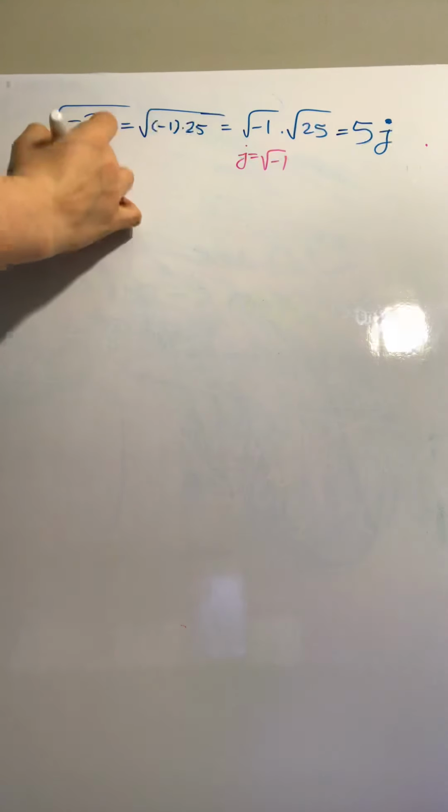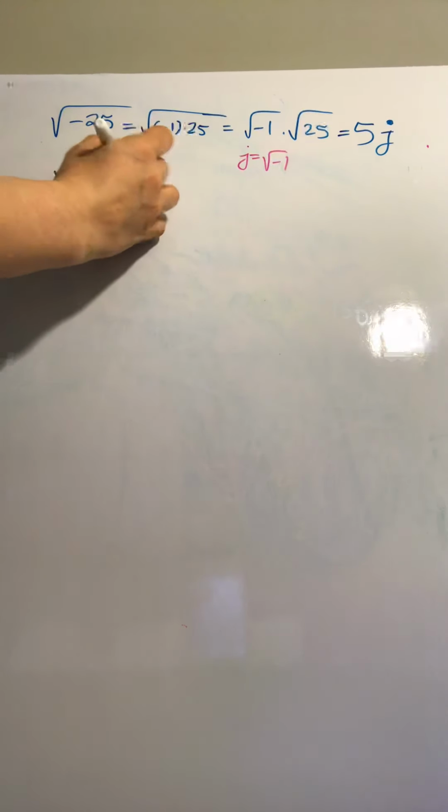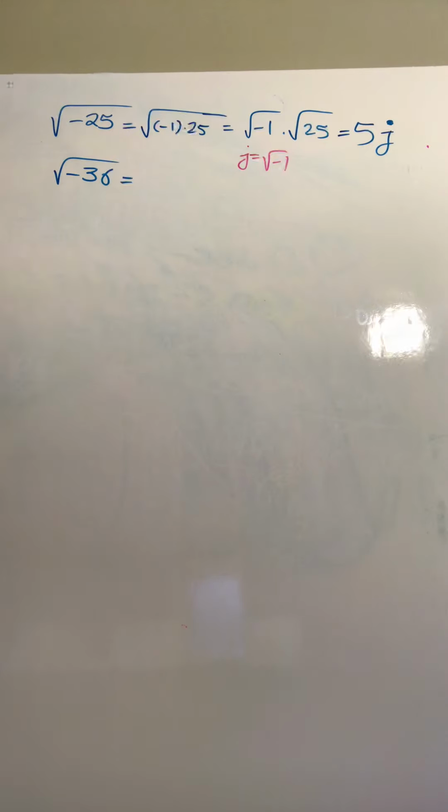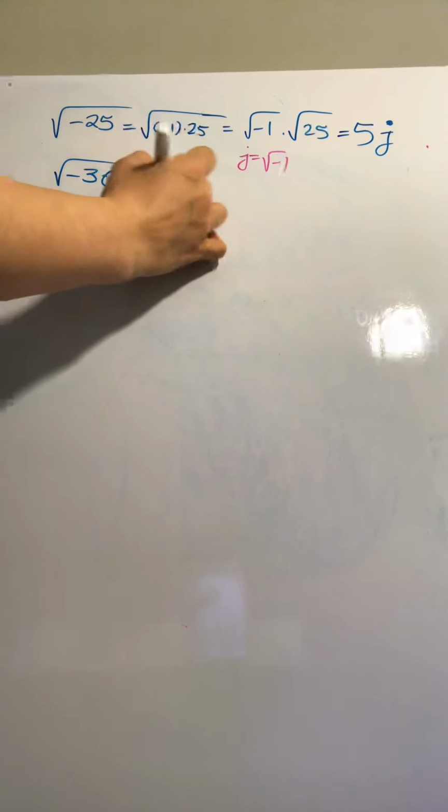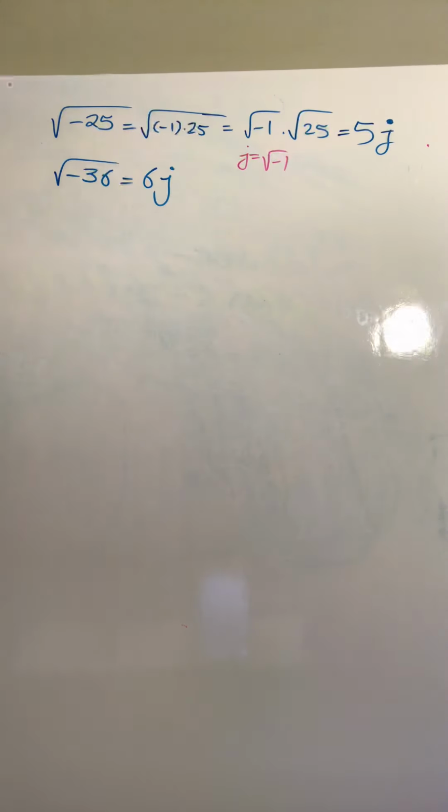Can you tell me what is the square root of negative 36? That is going to be 6J. So on and so forth.